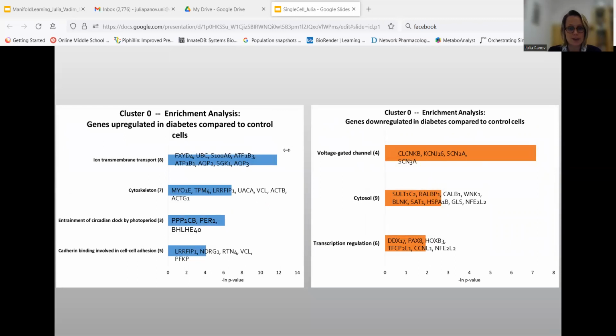And finally, once you are satisfied with the annotation step, some differential expression analysis can be done. For example, if we would be interested in identifying the genes that are differentially expressed in the collecting duct cells in diabetes, we could perform a differential analysis inside cluster zero for the two groups and identify pathways and genes that are differentially expressed in diabetes compared to control cells. So these are just the basic steps of the analysis of single cell RNA-seq data.